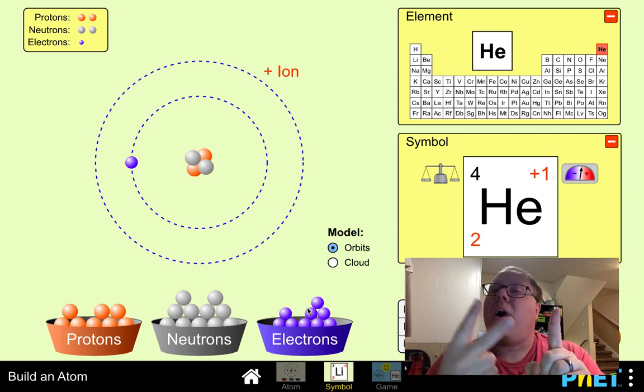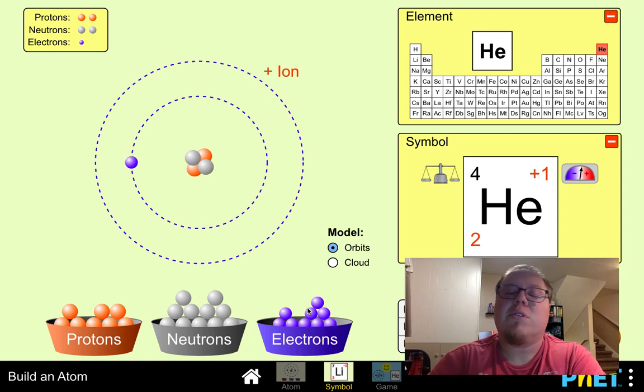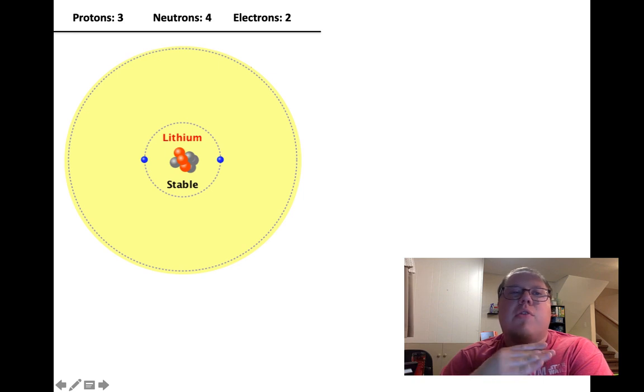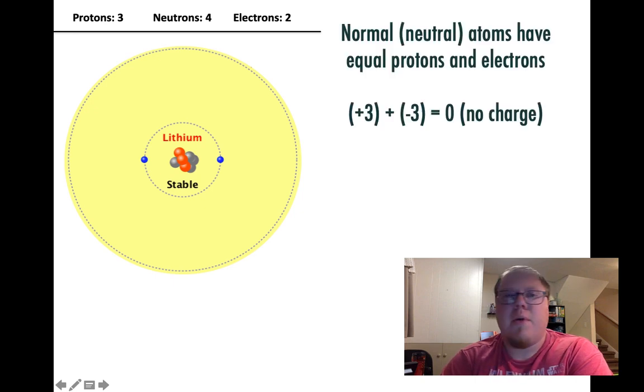So it actually has more positive now, so it's a +1 charge. This atom would be positively charged because it has more protons than electrons. So here we have a lithium atom which has 3 protons and normally would have 3 electrons. It has 4 neutrons in this picture, by the way.